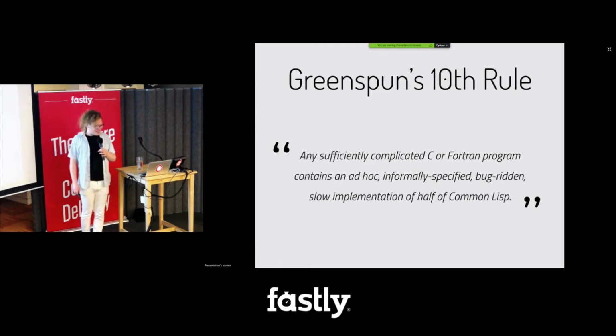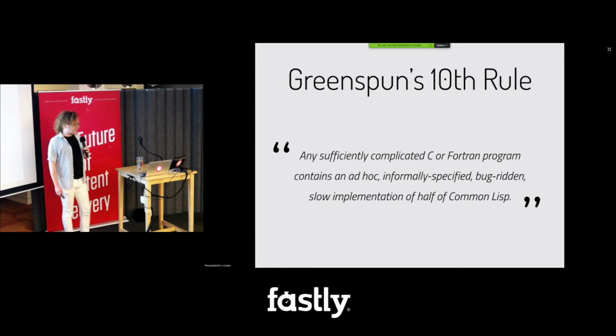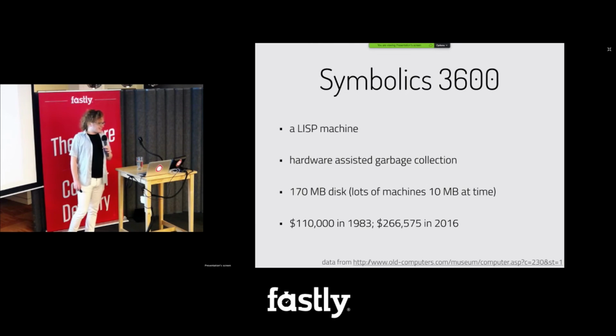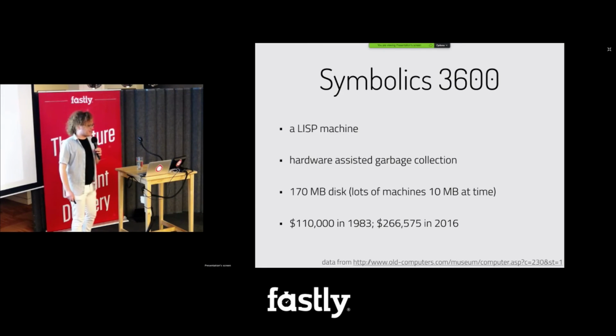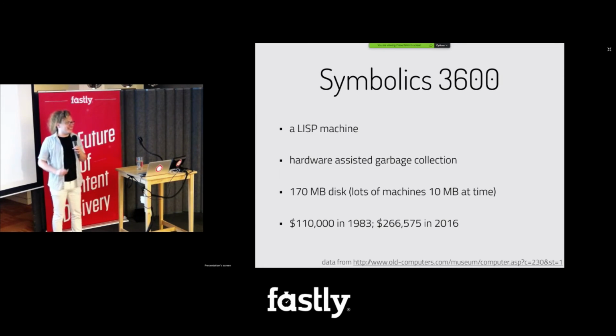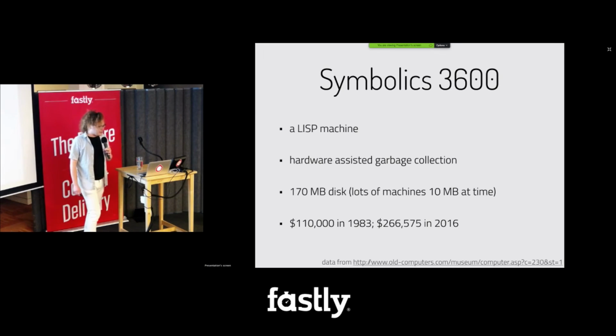And this is relevant right now because the computer that they built this whole system on was called the Symbolics 3600. It was a Lisp machine. I don't know how many people in the audience are familiar with Lisp machines from the 80s. People had this crazy idea where they were going to build special hardware just to run Lisp. This thing had hardware-assisted garbage collection. It had 170 megabytes of disk space, when most machines at the time only had 10. And it cost $110,000 in 1983, which in today's dollars would be about $250,000.